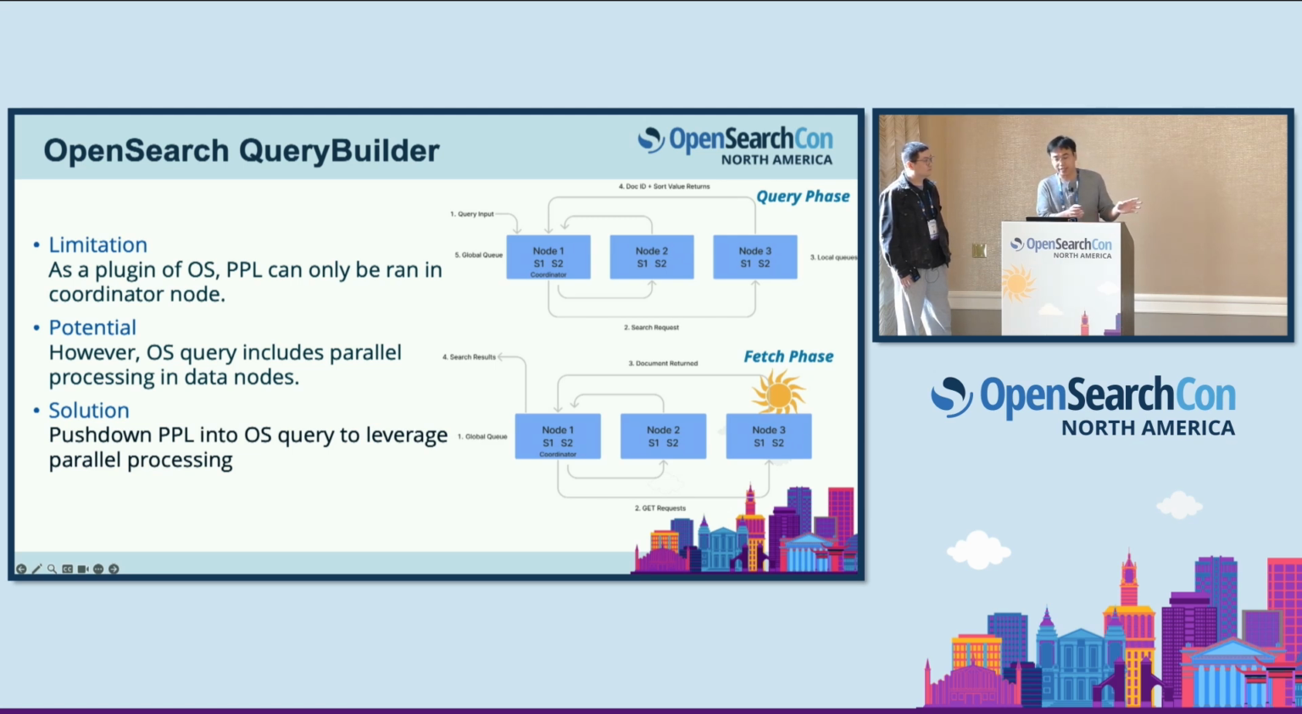So this could be a significant limitation on the performance, especially when we have to fetch and handle a large amount of data. However, the search query in OpenSearch does include some parallel processing, both in its query phase and its fetch phase. So it can be a good idea to push down the PPL to be an OpenSearch query, just like DSL, to leverage its parallel processing.